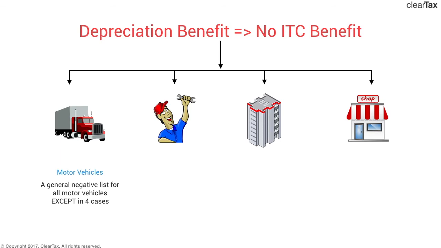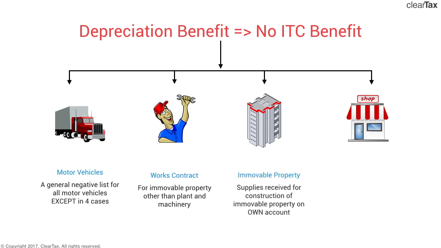There are a lot of arguments against this specific item appearing in the negative list, because for supplies to move from wholesaler to retailer to customer, vehicles are definitely required. But this could be a reason behind motor vehicles appearing in the negative list. Any works contract services obtained for immovable property other than plant and machinery, if there's tax paid on such works contract, then input tax credit cannot be claimed on this.